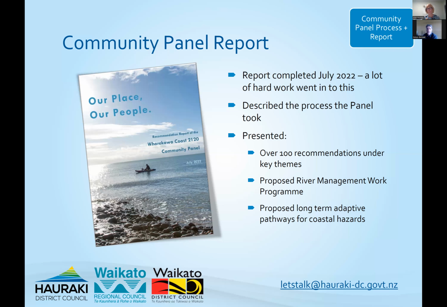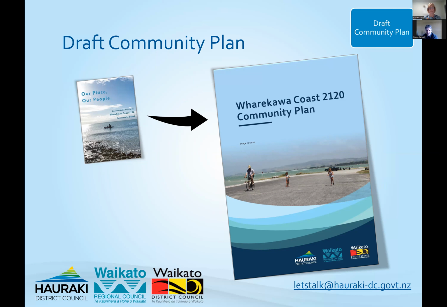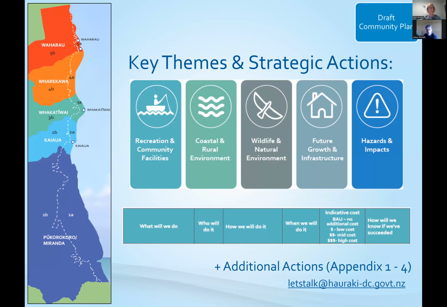So the next slide, I'll talk a bit about where we stand now. The council's received this report from the panel last year, and since then have been considering those 100 plus recommendations, looking at which ones they can pick up and implement, how they might be paid for, who might lead them, all those practical considerations, and have compiled all of that work into this, the draft Wharekawa Coast community plan. Think of this as the council's response to the community's recommendations.